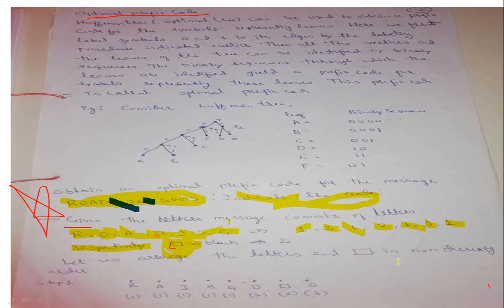Now let us rearrange these values in non-decreasing, that is increasing, order. So the ones come first: R, then A, then I, then S, then G, then D, then the space, then O with 3. Once the arrangement is done, we go on constructing the tree. First we construct R and A: 1 and 1 give 2. The rest I'll keep as it is.